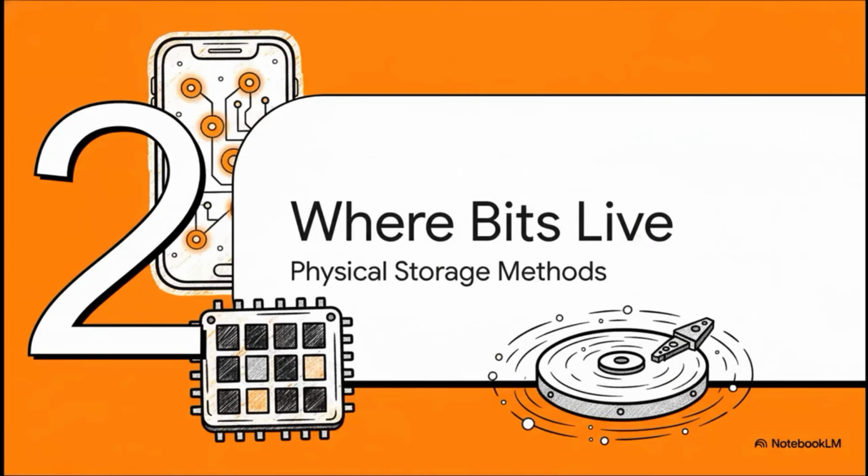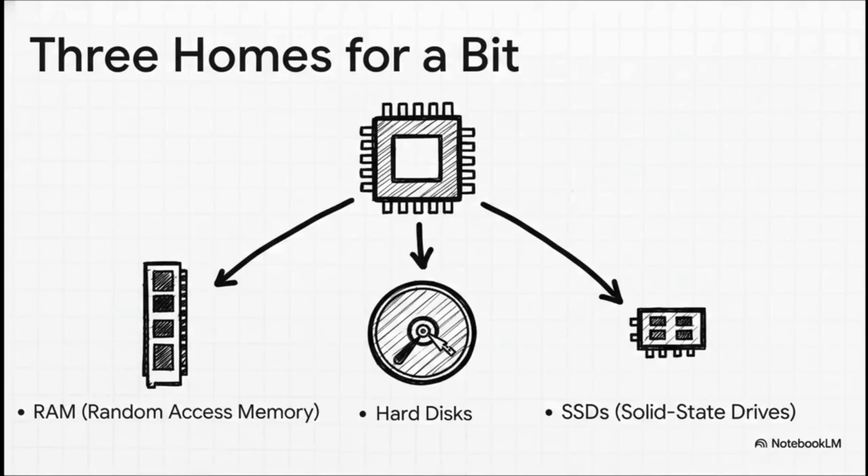All right, so we've got these bits, our little digital atoms, but where do they actually live inside your phone or your computer? I mean, what does it even mean to physically store a 0 or a 1? Let's dig in. Turns out, bits have 3 main homes inside our devices. We're talking RAM, hard disks, and the newer SSDs. And what's wild is that each one uses a totally different physical trick to hold on to that information.